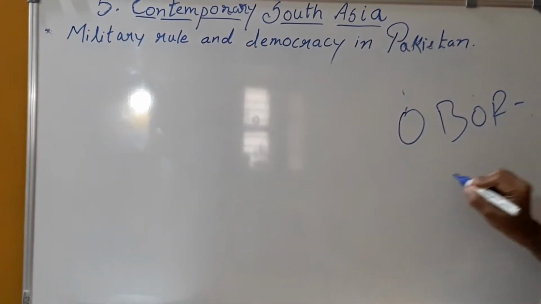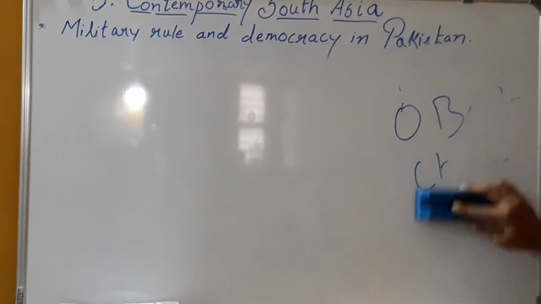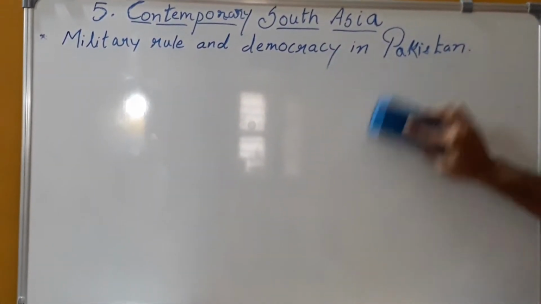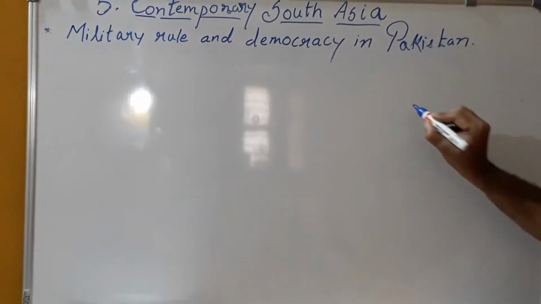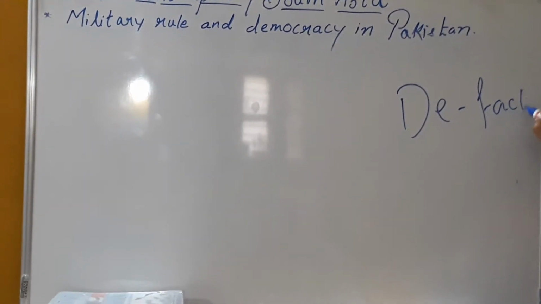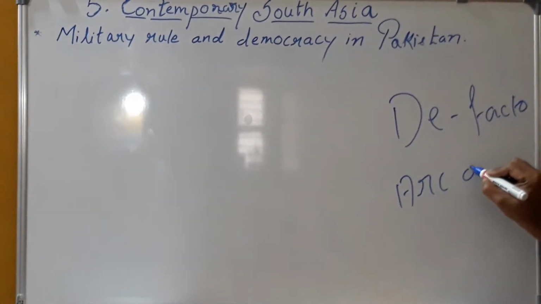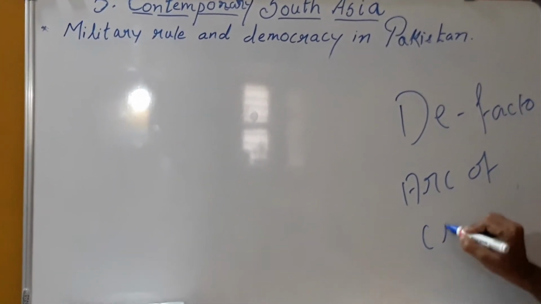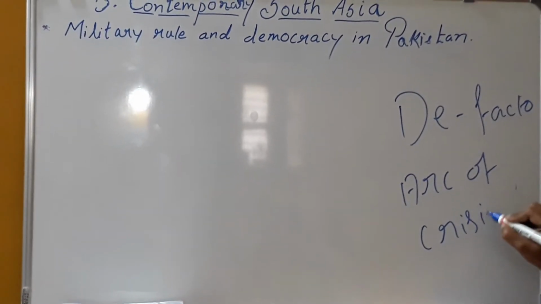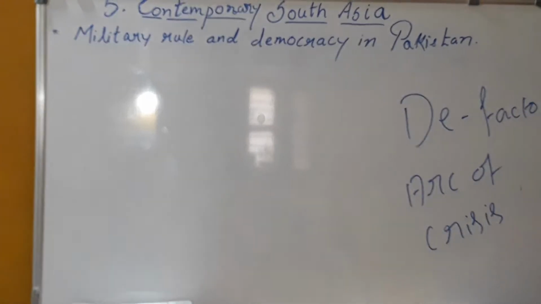So I think we also discussed how India and Pakistan were given the title of de facto nuclear deterrent states, isn't it? And the region became an arc of crisis after India and Pakistan detonated nuclear weapons. And why they are called de facto, that is D-E-F-A-C-T-O? The reason is that the international community has not legitimized them as nuclear powers.